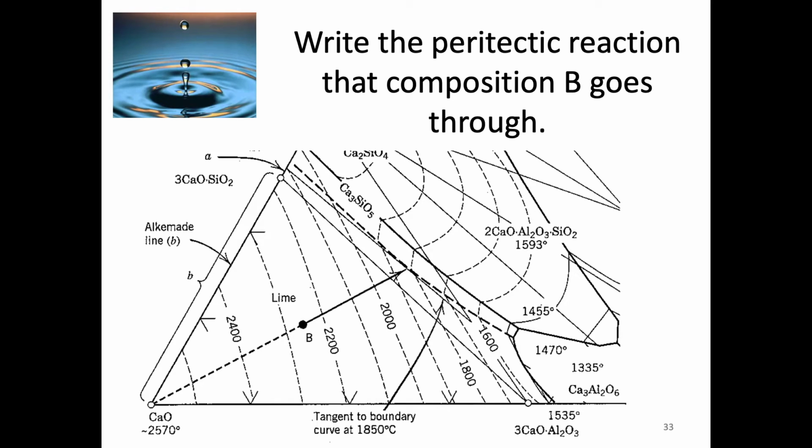So I have one last thing that I want us to do, and that is we have this new diagram. I haven't really showed this before. So what I want you to do is write the peritectic reaction that composition B will go through when it reaches 1470. So again, use the skills we talked about in the previous modules to see if you can come up with what is the peritectic reaction that goes through at the peritectic temperature. So pause the video, see if you can come up with that, and then we'll discuss in the next segment.